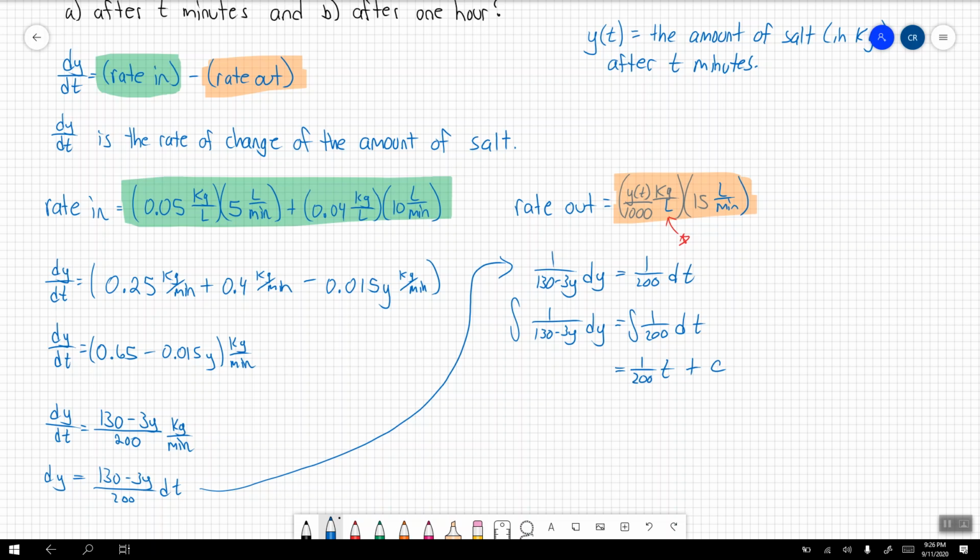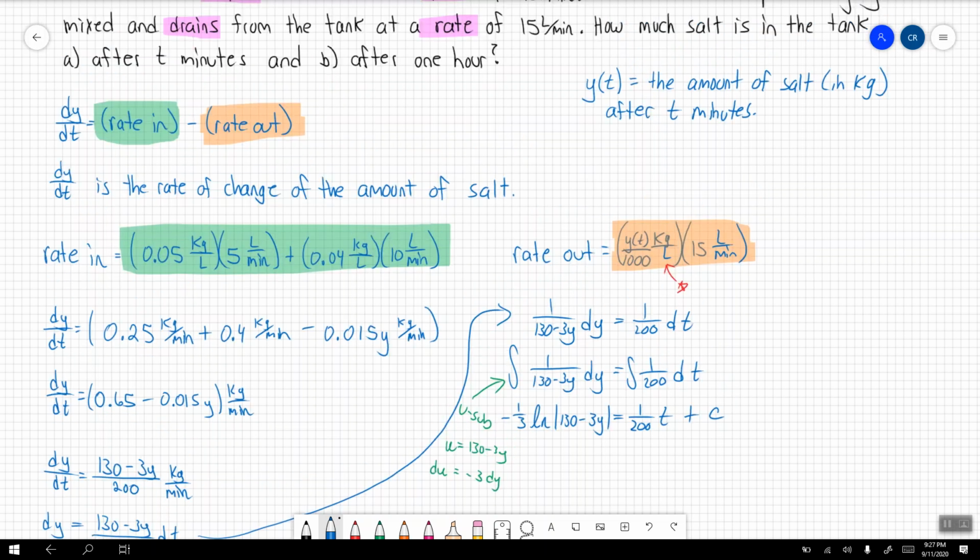On the left-hand side, you can do this with a u substitution. If you make a u sub where u is equal to 130 minus 3y, then du is going to be negative 3 dy, and you can proceed from there. So on the left-hand side, we're left with negative 1/3 natural log of the absolute value of 130 minus 3y. All right, it's looking pretty good so far.